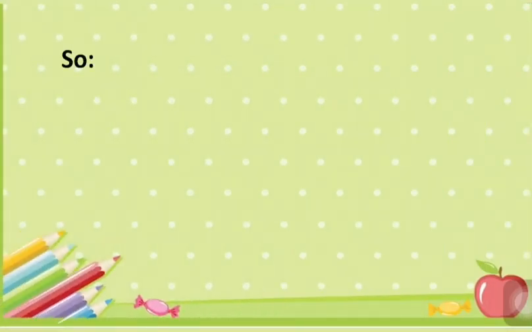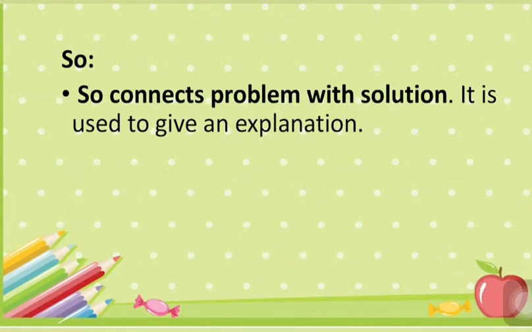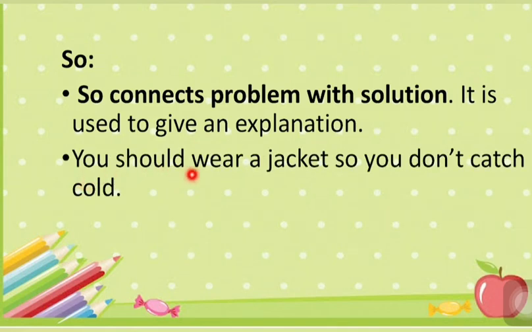Let's move on to the next conjunction. So. So connects problem with solution. It is used to give an explanation or a result of any situation. You should wear a jacket so you don't catch a cold. Is it clear, children? What is the problem? There is a cold and you should wear a jacket so you will not catch a cold. The result is given or effect has been mentioned here.